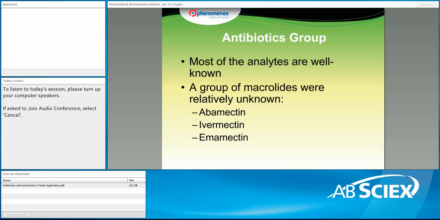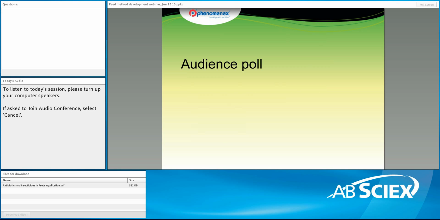So the group that kind of attracted our attention were the macrolides, specifically the mectins. They seem to be a little bit different. There was not much knowledge about their behavior. For the other compounds, there was adequate literature, and the chemistry had been studied fairly extensively. I'm going to let Lauren take a poll here, and take it away, Lauren.